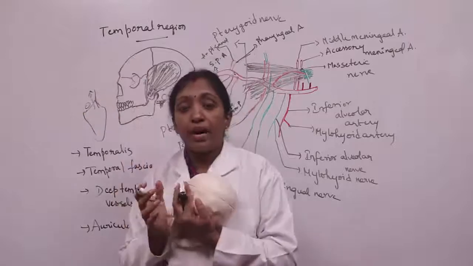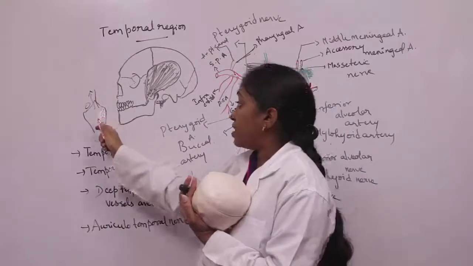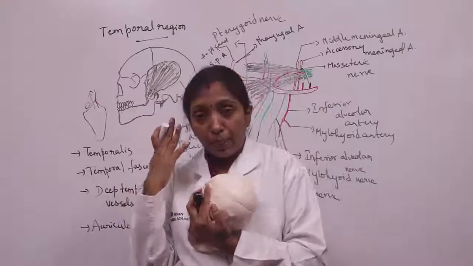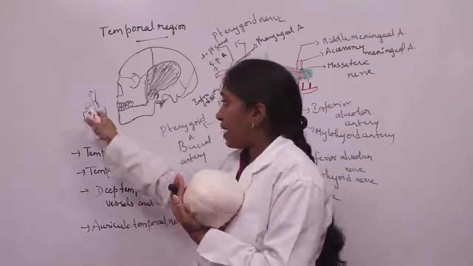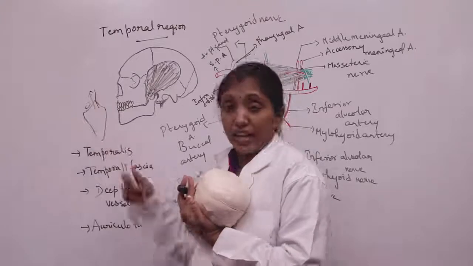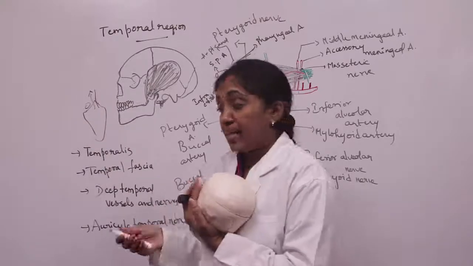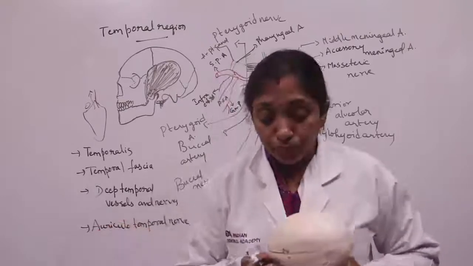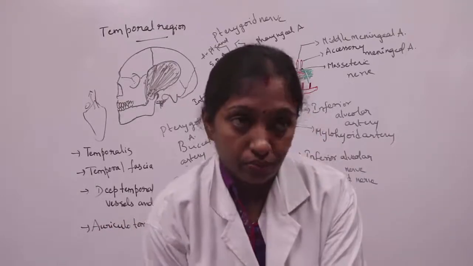The auriculotemporal nerve emerges from the base of the parotid gland behind the superficial temporal arteries, and it supplies the skin of the temple, and also the anterior wall of the external acoustic meatus, and also the outer layer of the tympanic membrane. So that's about the auriculotemporal nerve.